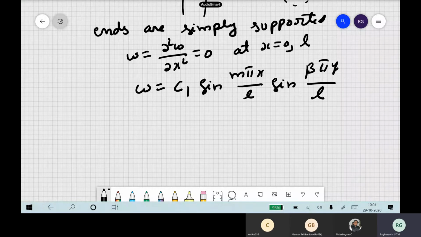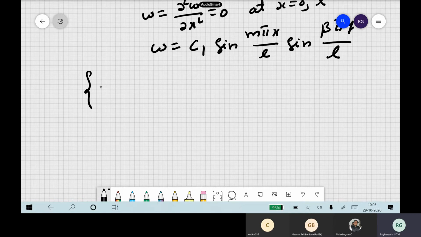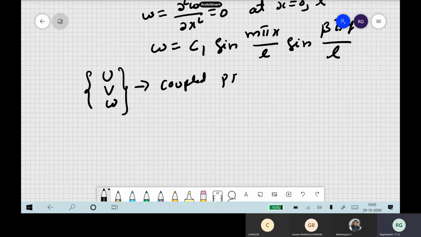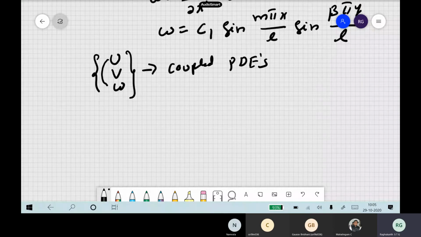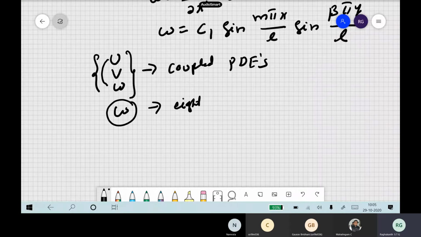But if you see the basic fundamental equations in shells, we had three equations, one for u, one for v, and another one for w. These three were coupled PDEs. Because they are all interlinked with one another, we eliminated u and v and wrote one equation only in terms of w, but we got an eighth order equation. This is how we derived our equations.